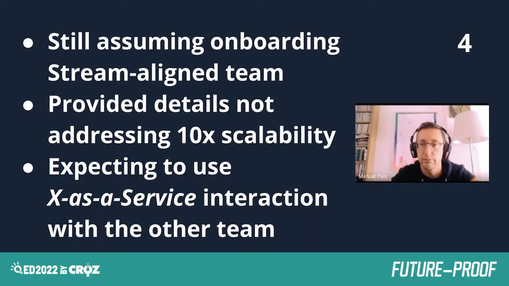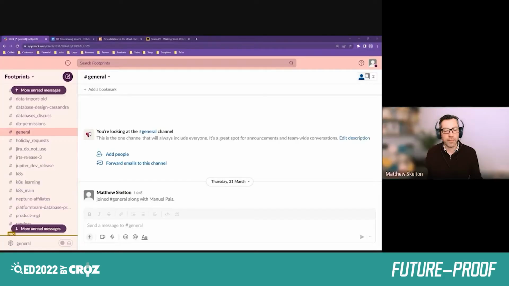Pause. What's happening here? The engineer in the platform team still assumed that they just needed to onboard the Streamline team, but the onboarding details did not address the 10x scalability issue. They were expecting to use X-as-a-Service interaction with the other team. All right, let's see if we can get this collaboration going.